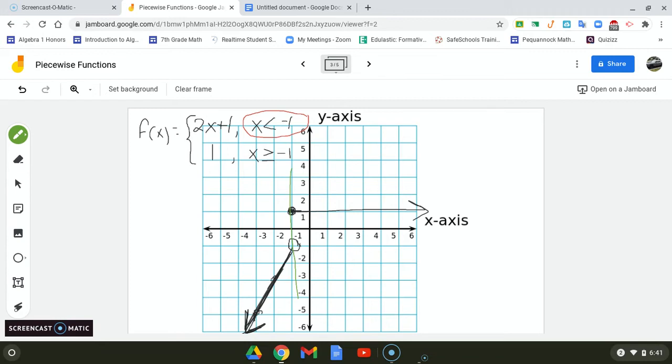So this value here actually fills in the open circle that you have, like that circle down there. Okay, so that filling it in means that we now have a value for every value of x. We're going to have a value for f of x. That's why it's still a function. Okay, let's try one more.